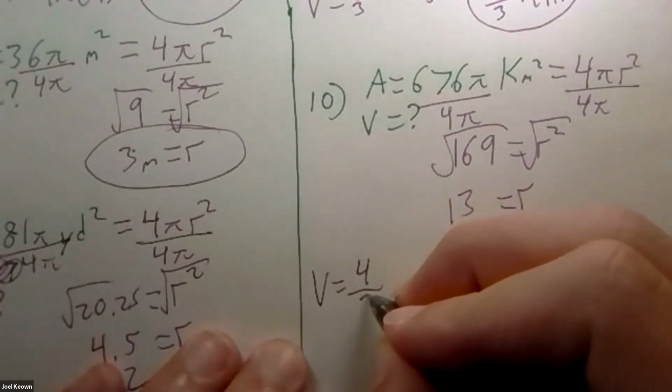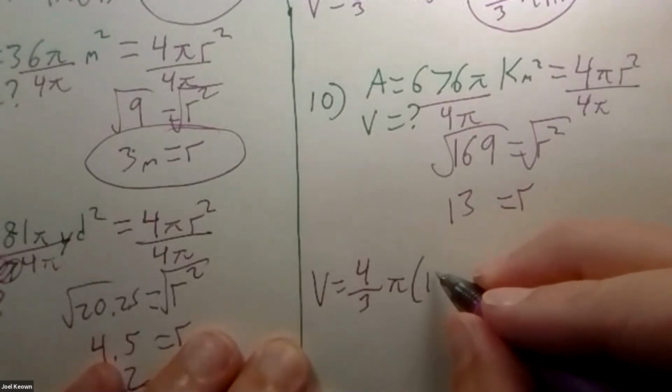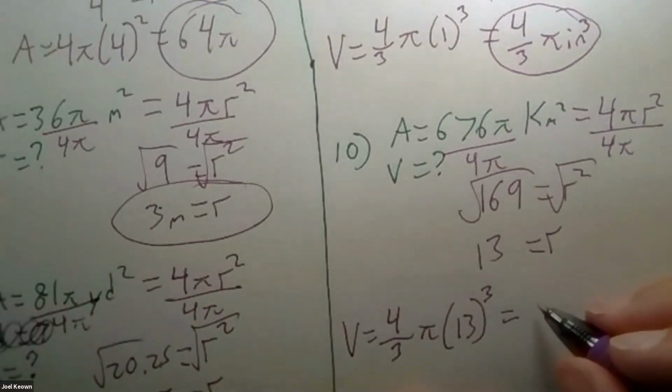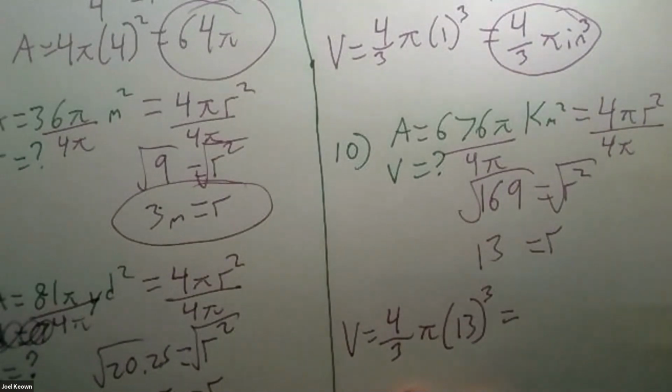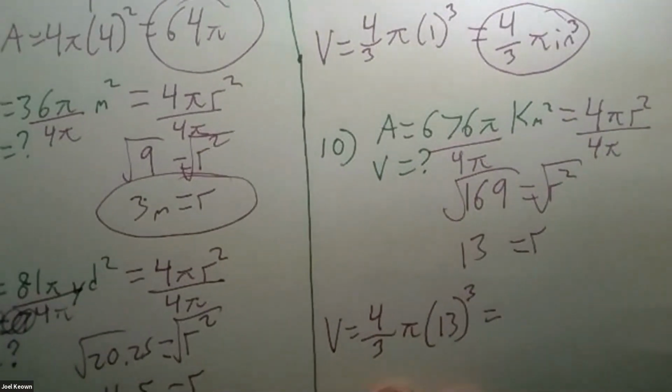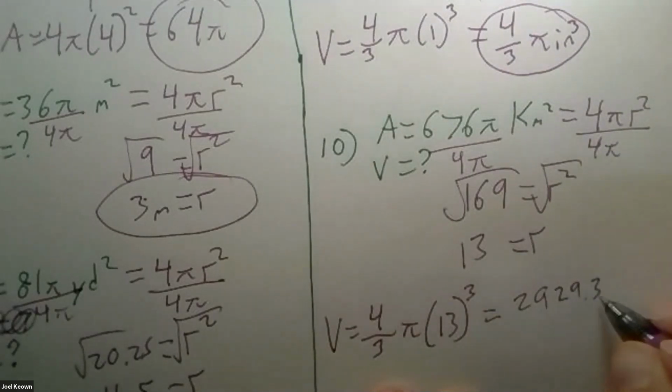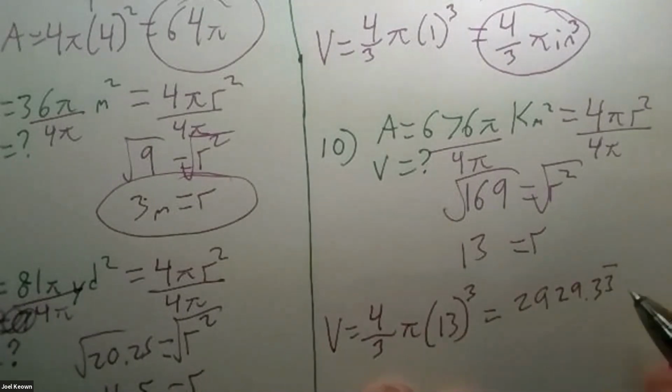Volume equals 4/3 pi 13 cubed. It's going to give us a big number. So we got 13 to the 3rd power times 4 divided by 3. And I actually get a decimal. This is okay. Let's see here. What if I do it as a fraction? Now, okay, so since I got a decimal, I got 2929.33 repeating, but I still have pi.